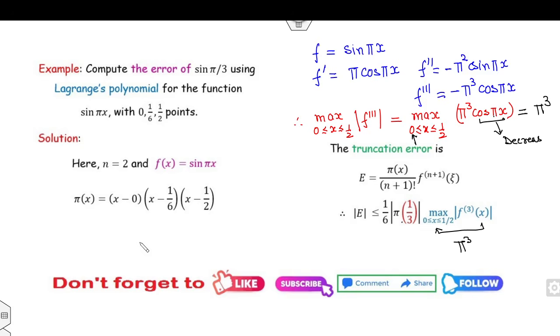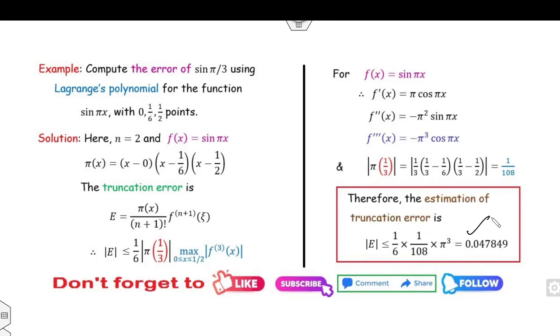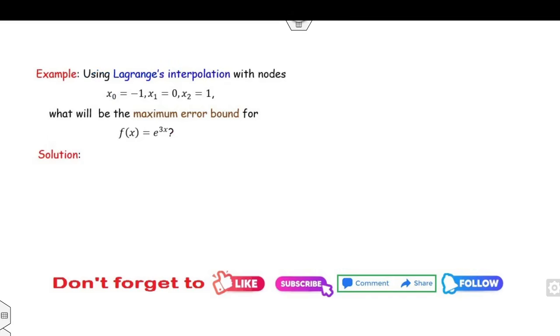Can you find the value of the pi at 1 over 3? So clearly I can start from here, or I can start with the modulus value. So 1 over 3 minus 1 over 6 into 1 over 3 minus half, so it's a 1 over 108. And this answer is my pi cube. I can substitute all these answers. You will get 0.047849 as the right answer. Okay, look at this another case.